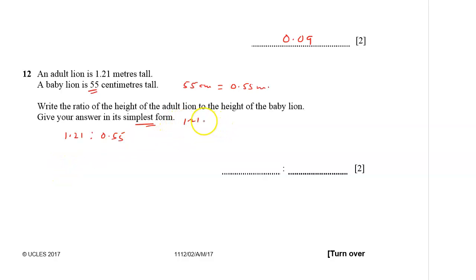You can multiply each by 100. When you multiply 1.21 times 100 to make them whole numbers, you get 121. You multiply 0.55 by 100, you get 55. So this is 121 to 55. And we can see you can divide 121 by 11. When you divide 121 by 11, you get 11. When you divide 55 by 11, you get 5. And therefore, that is the simplest form. You cannot divide 11 any further, same as 5. So the ratio is 11 to 5. For the ratio of adult lion, you start with the adult lion, and then you follow with the baby lion right there.